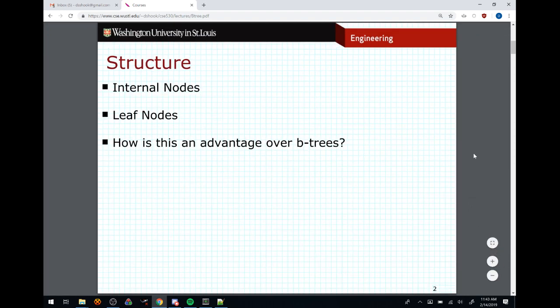Let's start off with the structure. This is a little bit of a review from last time, but it's important that we all understand these basic concepts before we start manipulating these trees. So we've got two kinds of nodes: internal nodes and leaf nodes. What goes in the internal nodes? What am I going to find in an internal node of a B+ tree?